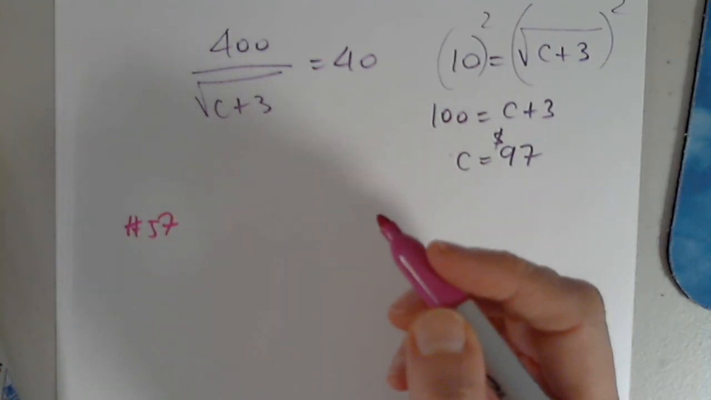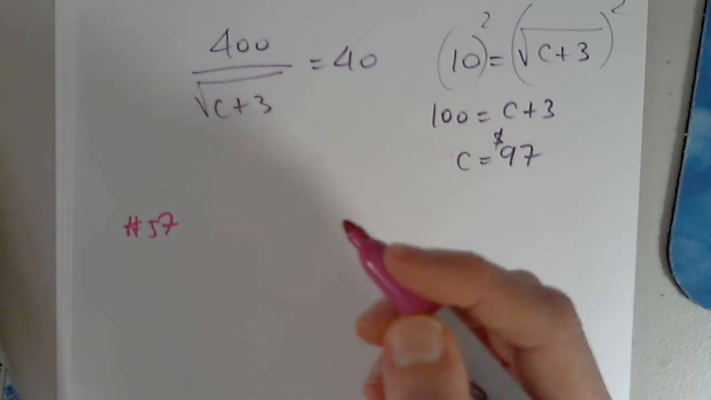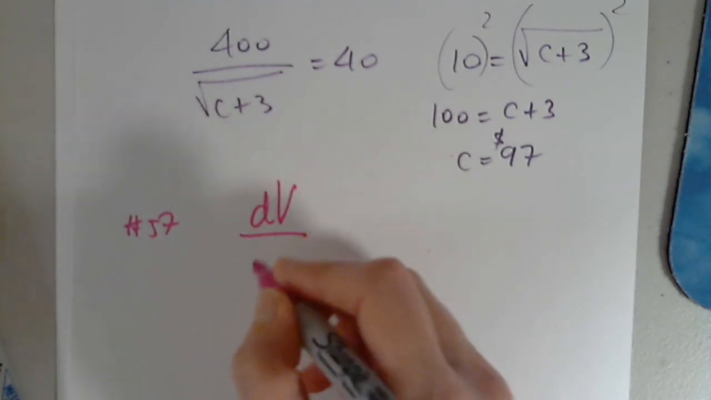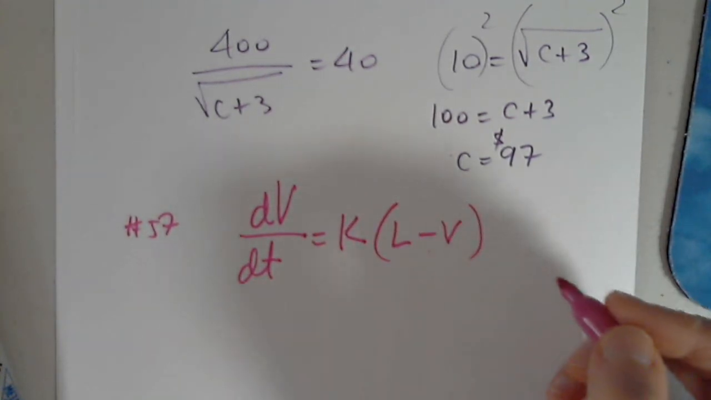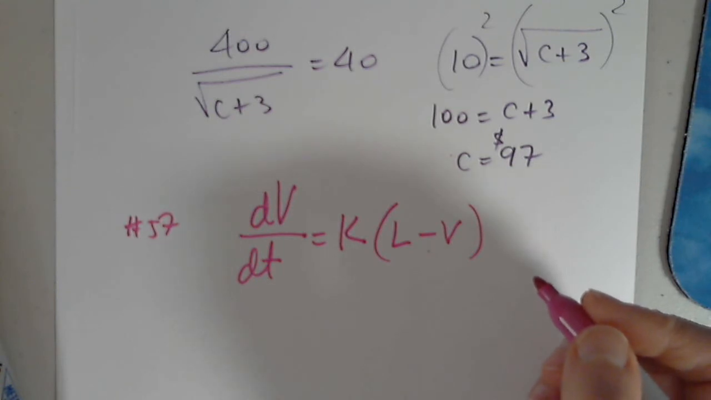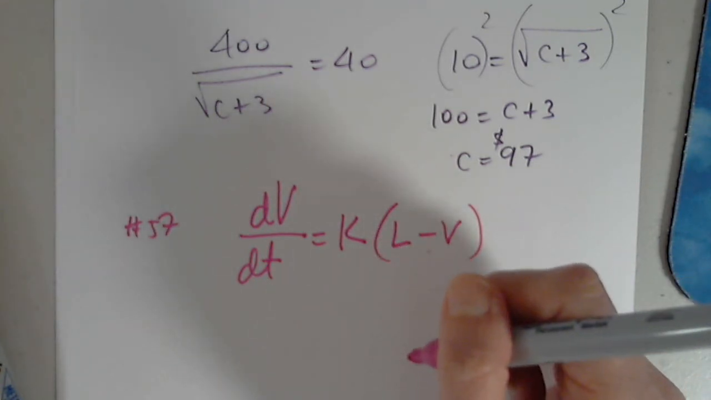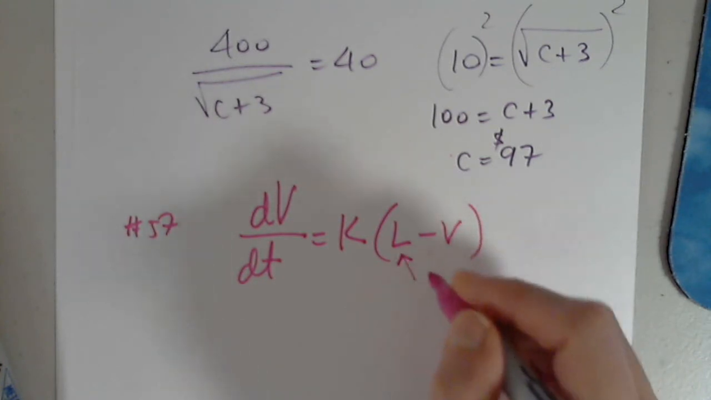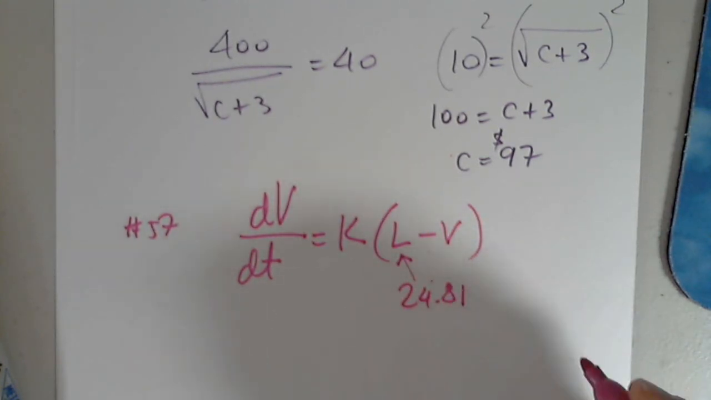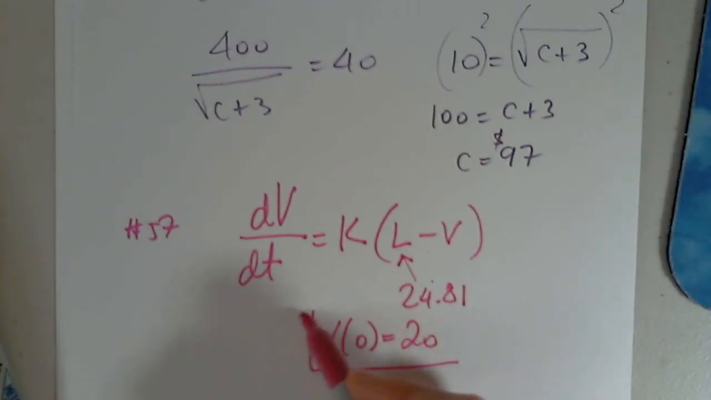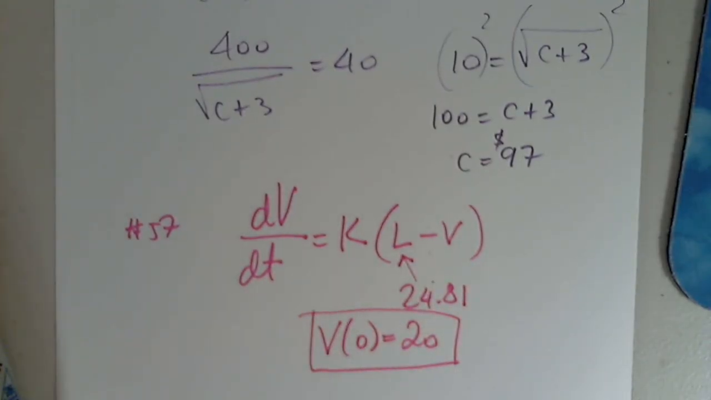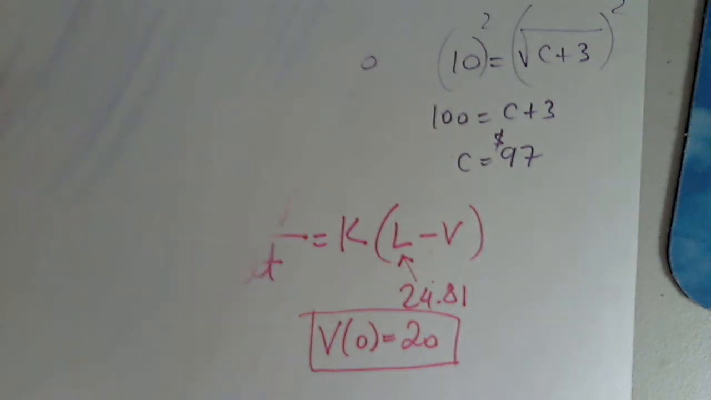Stock growth. The value of a share of a stock is modeled by dV over dt equals k times (L minus V), where V is the value of the stock in dollars after t months, k is a constant, and L is given to us as 24.81, the limiting value of the stock. We are also told that V of 0 equals 20. This is clearly the initial value, so we can find the constant. Find the solution of the differential equation in terms of t and k. So that's just one question.